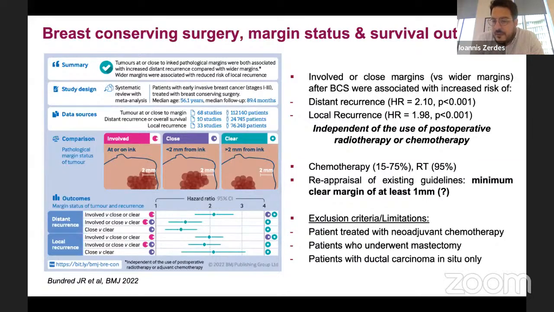But again, this meta-analysis has also some considerable limitations and exclusion criteria, meaning that patients treated with neoadjuvant chemotherapy were not included, patients who underwent mastectomy were not included, and patients with ductal carcinoma in situ only as well.